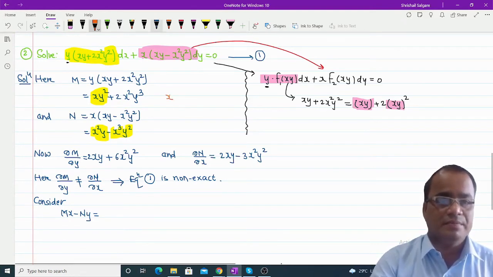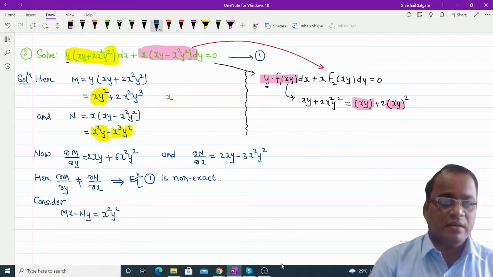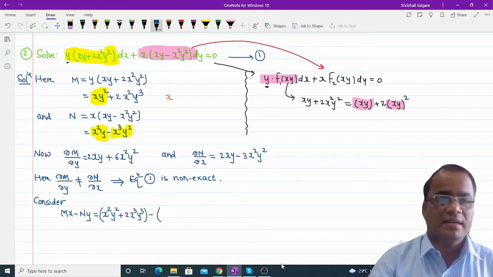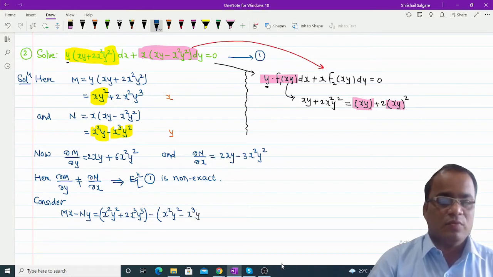Then what will be the term? x square y square plus 2x cube y cube. Is it right? Minus. What is the second term? For the second term you have to multiply by y. Then the term becomes x square y square minus x cube y cube.